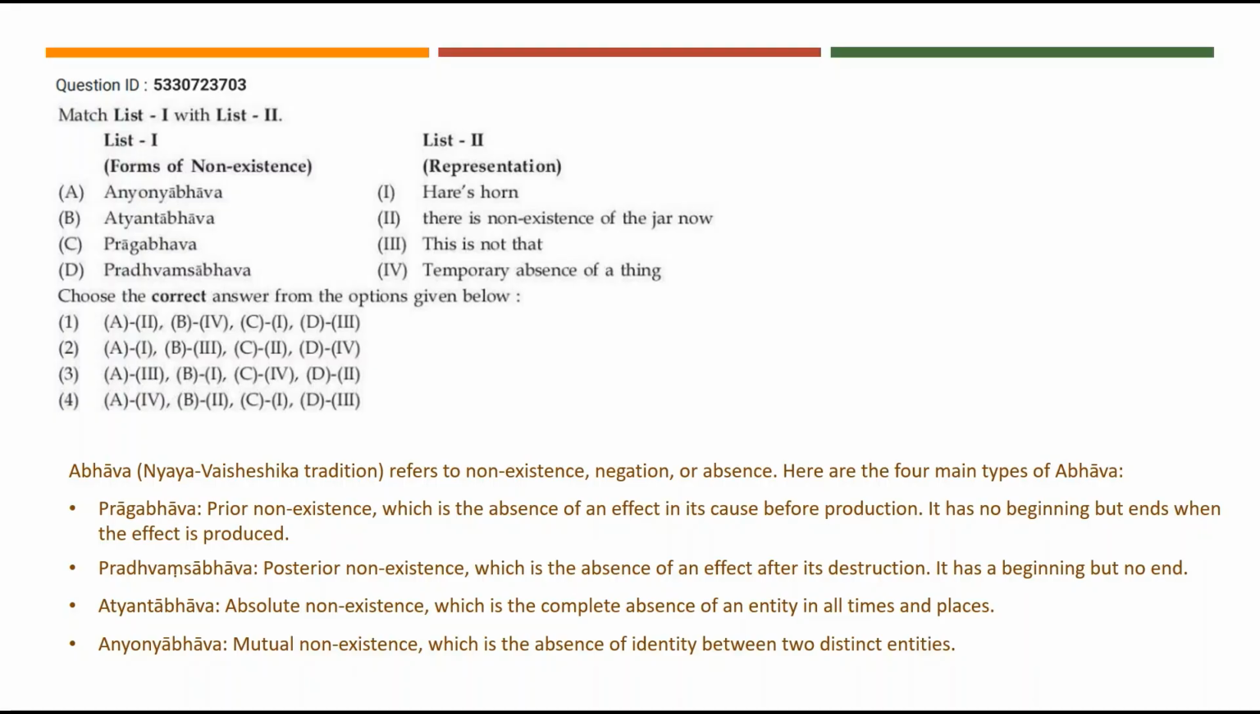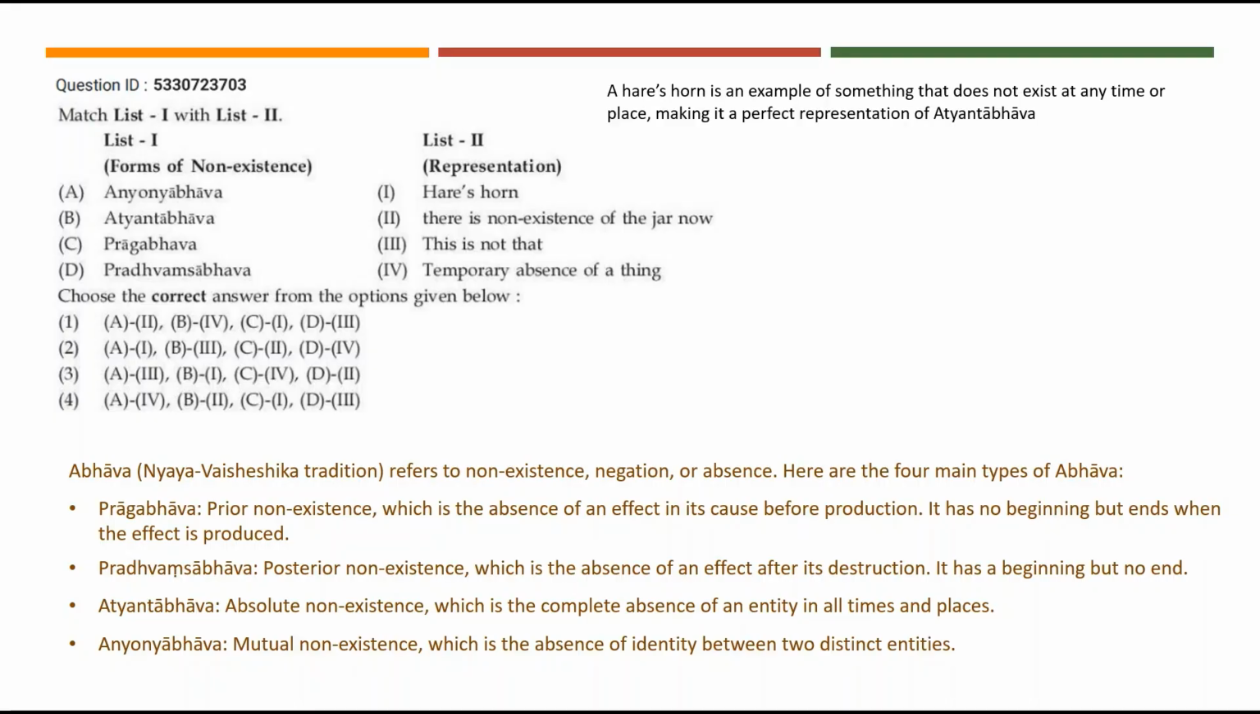What about atyanta bhava? It is absolute non-existence. The complete absence of an entity in all times and places. What about anyonya bhava? It is mutual non-existence. Absence of identity between two distinct entities. Now what we will do is we will pick list 2 representation and from there we will try to map it to list 1. So let's start with hare's horn.